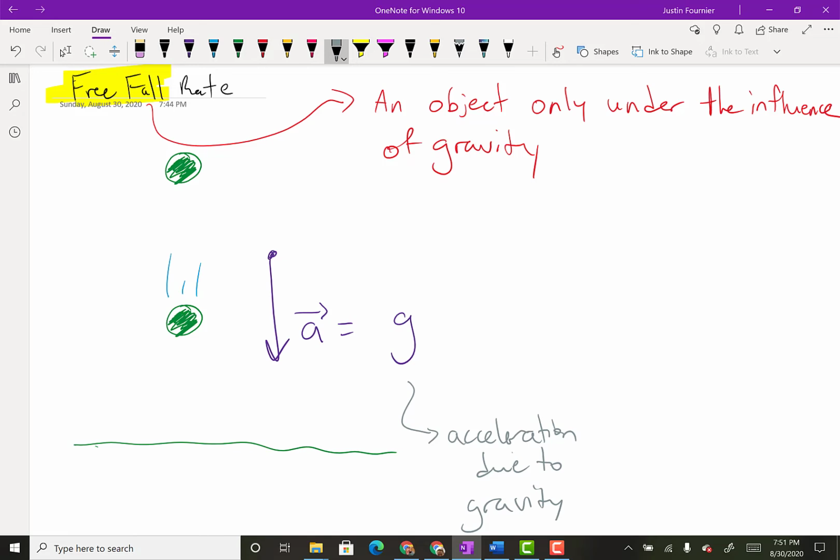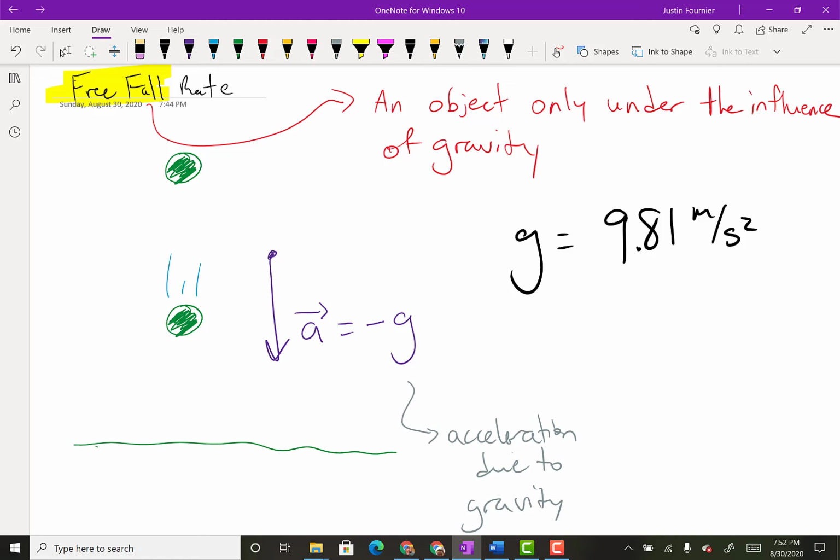And then because it's pointing down, it's a vector, so it's going to be negative, right? And the value of g is equal to 9.81 meters per second squared. So that's the value of baby g on the surface of the Earth. So on the surface of the Earth, all things fall at the same rate of 9.81 meters per second squared if they are in free fall, right? If we have the air resistance, that doesn't apply anymore.